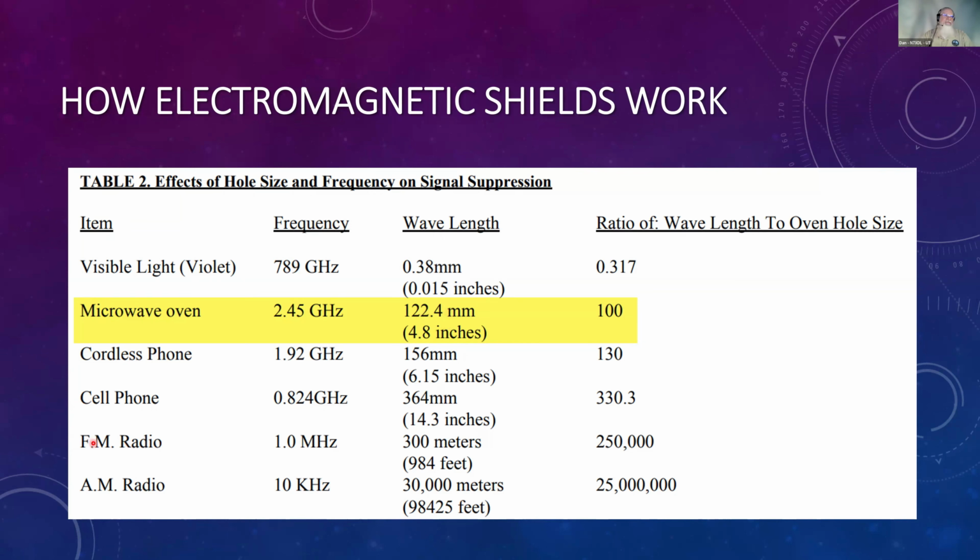And if you look at various items, an FM radio, a cell phone, cordless phone, AM radio, they are based on different frequencies. If you want to protect your equipment from FM radio, then you are in the megahertz range, right? A cell phone is in the gigahertz range. A cordless phone is 1.92.